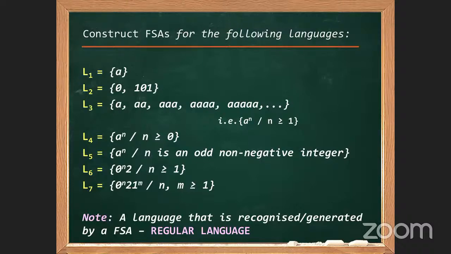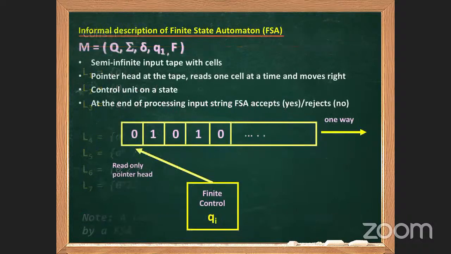Okay, that's one more example you can try at home. Then there's a note here. Any language that is recognized or generated by an FSA, you can call a regular language. So in that sense, all these languages, L1, L2, L3, can be called regular languages, because for each language, you can find at least one FSA to recognize that language.